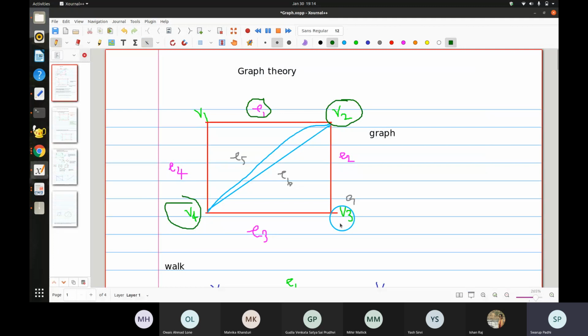Similarly, the degree of V3 will involve E2, E3 and E1. This is E7, sorry for the bad notation. So E3, E2 and E7, which is counted twice. So the degree of V3 is going to be 4. And similarly, the degree of V4 also will be 4 because E5, E6, E4, E3 are incident with it.